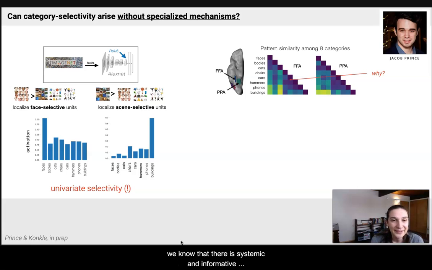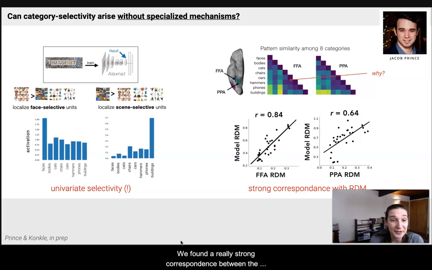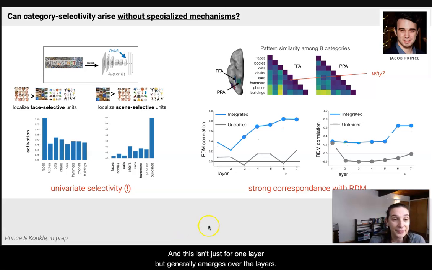We know that there's systematic and informative structure about non-face categories in the FFA, but why? Can the face selective units from the integrated feature space predict this structure? And the answer is they can, quite robustly. We found a really strong correspondence between the brain RDM and the model unit RDM. And this isn't just for one layer, but generally emerges over the layers. So here you can see, across the face selective units we identified, and these are the scene selective ones, you see a reasonably good correspondence with the brain RDM.